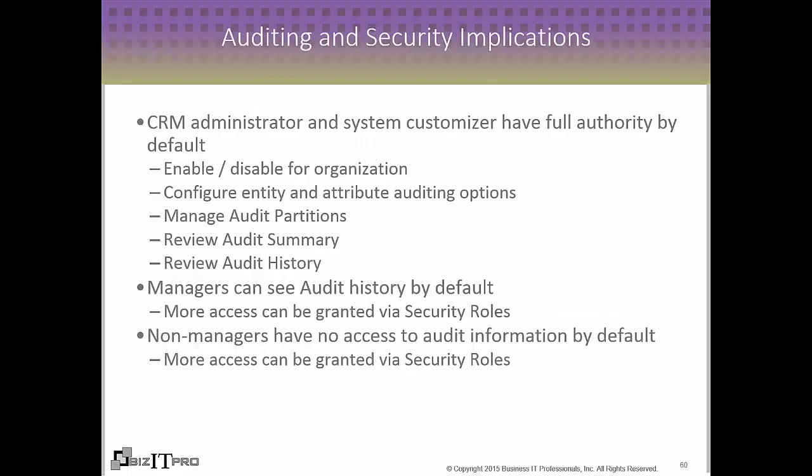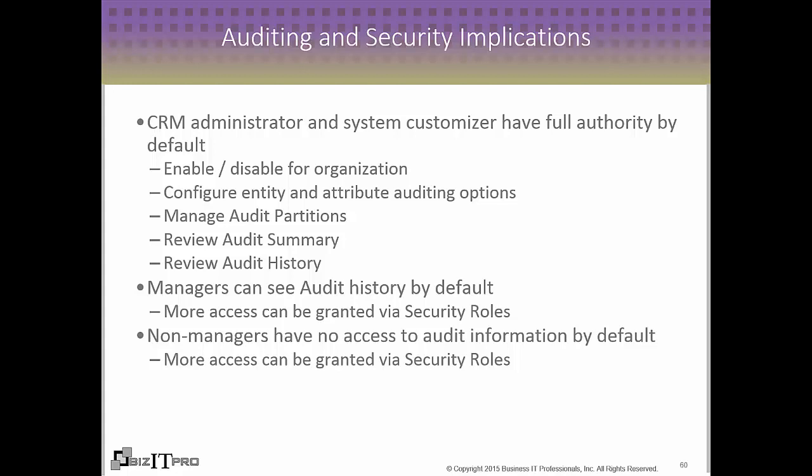Auditing and security implications. The CRM admin and system customizer have full authority by default. They can enable and disable auditing for the organization, configure entity and attribute auditing options, manage audit partitions, review the audit summary, and review audit history. Managers can see audit history by default, but more access can be granted via security roles. Also, less access.